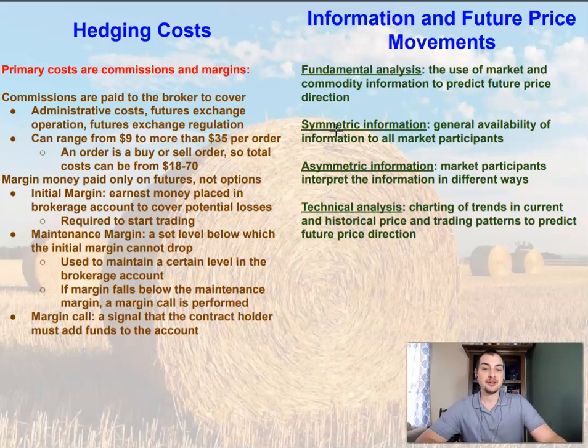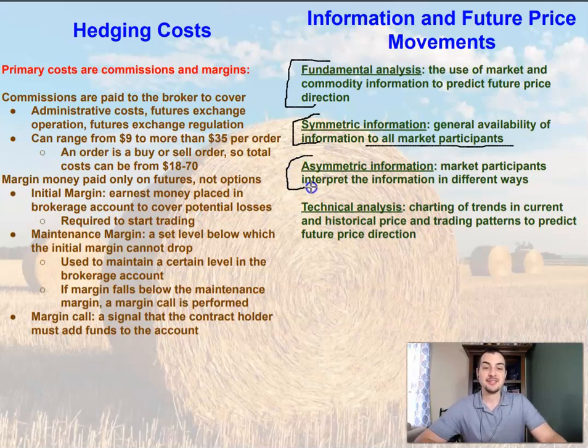And then we have symmetric information. Symmetric information is the general availability of information to all market participants. Symmetric information is going to be those USDA reports. That's going to be that market information, that market data. And that information is generally available to all market participants, so anybody can obtain this information. Whereas analysis is using that information to predict the future price direction. Symmetric information is that general availability of that information to all these market participants.